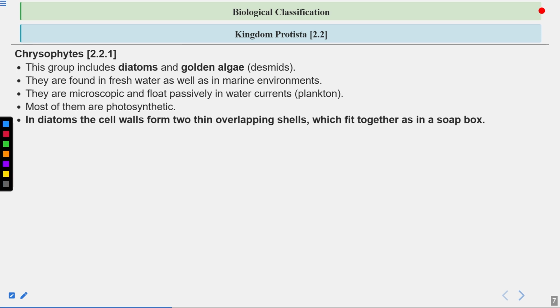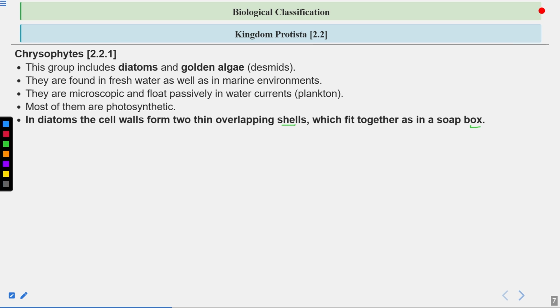Now, in diatoms, the cell wall forms two thin overlapping shells which fit together as in a soap box. So what does this mean? Diatoms have a unique cell wall known as a frustule, and the frustule has two components: epitheca and hypotheca. Epitheca is the upper half, hypotheca is the lower half.